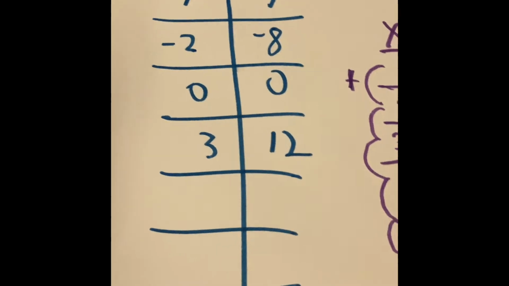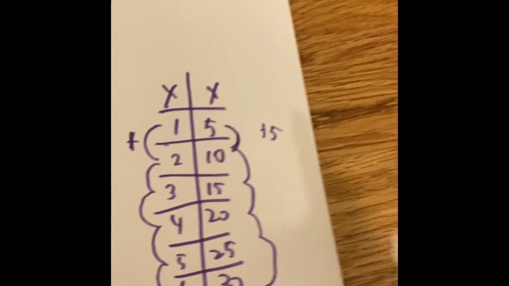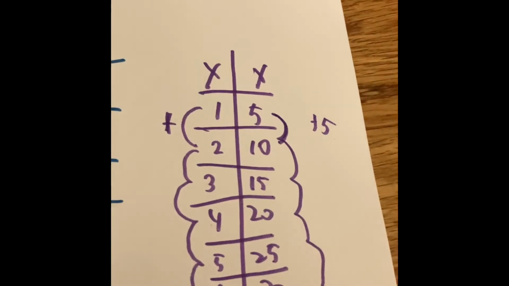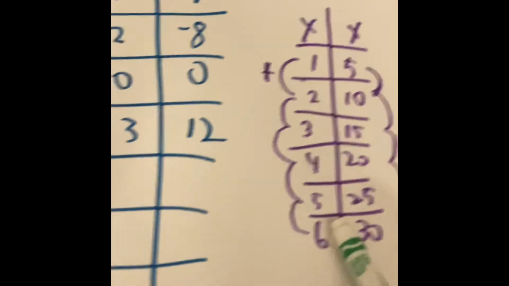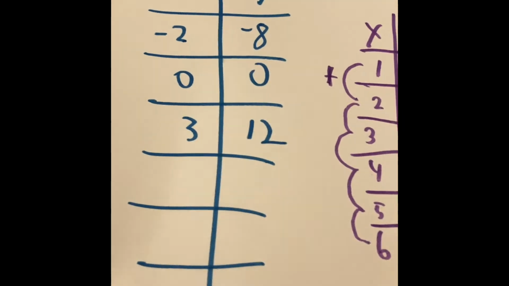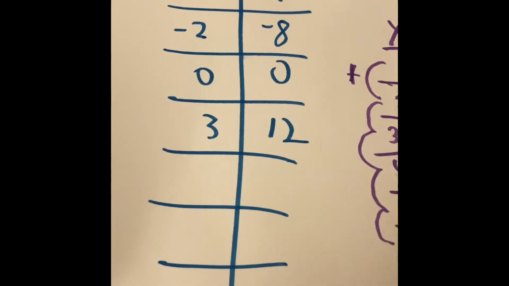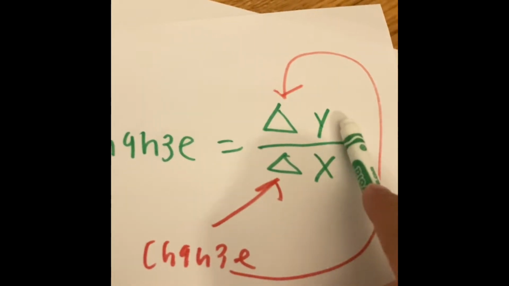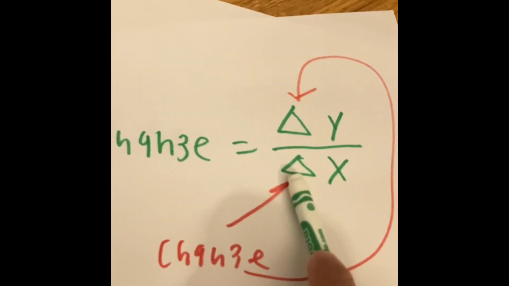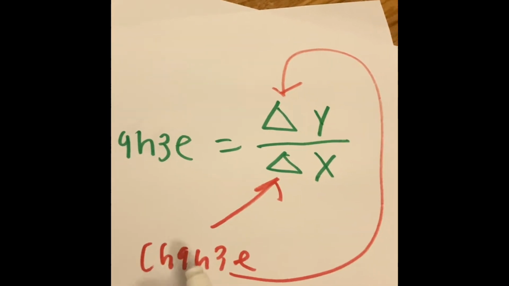What we're going to try and do is calculate the rate of change, because we were calculating the rate of change for this purple table. We noticed earlier that it was changing at a steady rate, and that's what we're going to try and do for the blue ratio table, to see if the points are changing at a steady rate. So the formula is the rate of change equals the change in y, divided by the change in x, because the triangle symbol means change.